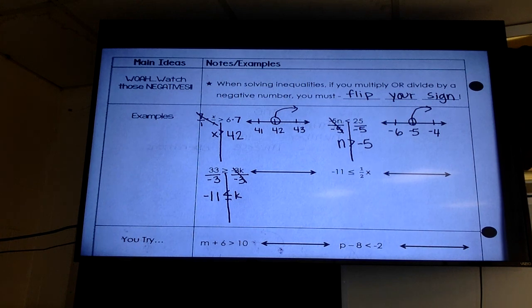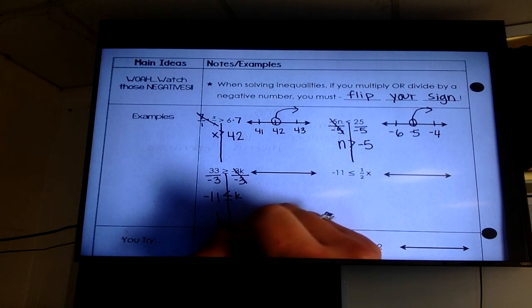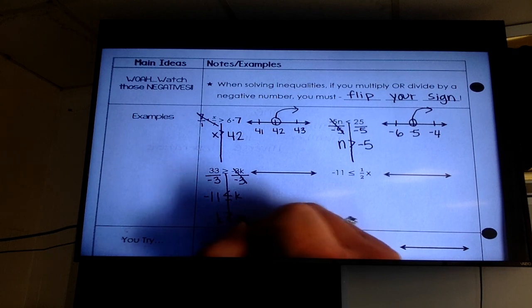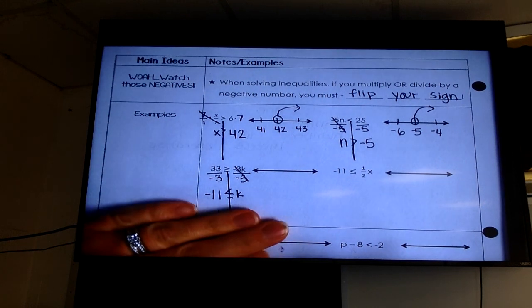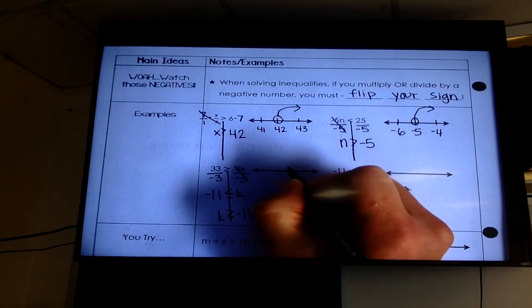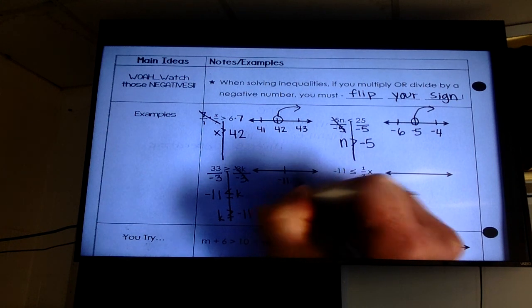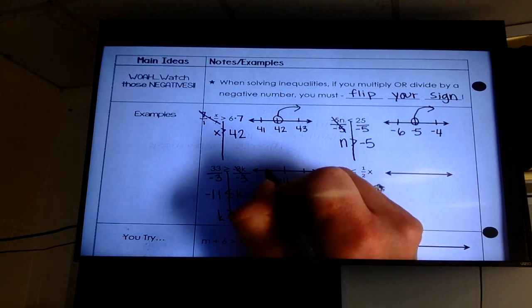Well, here's the thing. I want my variable first. And if I want my variable first, then guess what I have to do? I have to switch that sign again. Kind of crazy. Okay, remember, you don't have to do this step. You can leave it just like that. That's fine. Okay, so I'm going to put in my negative 11. A number bigger is negative 10. A number smaller is negative 12.